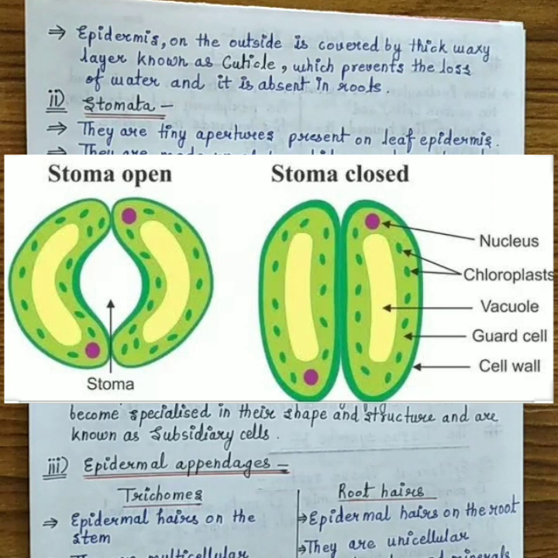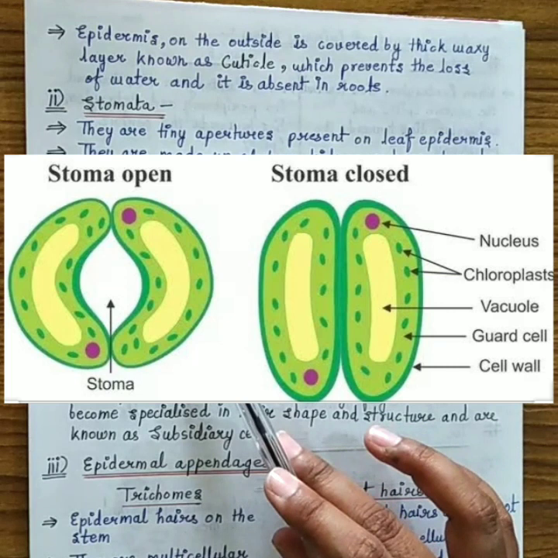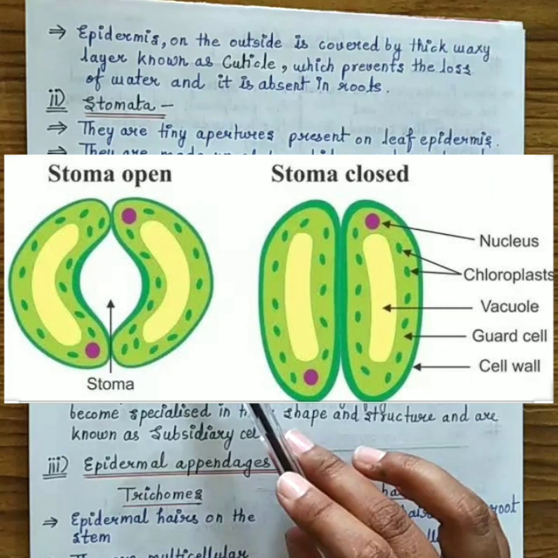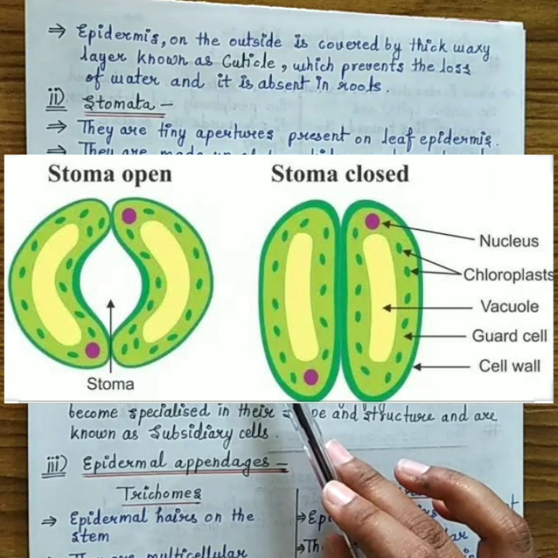Now, opening and closing of stomata is something which is regulated or controlled by the guard cells. When guard cells are turgid, that is, they swell up due to absorption of water, then the stomata opens, and when they are flaccid, then the stomata closes. So opening and closing of stomata is regulated by the guard cells.